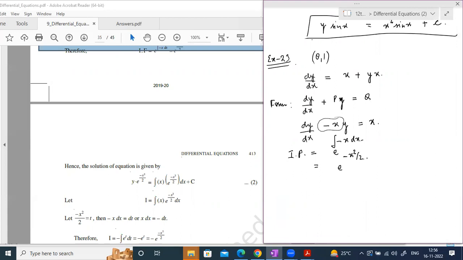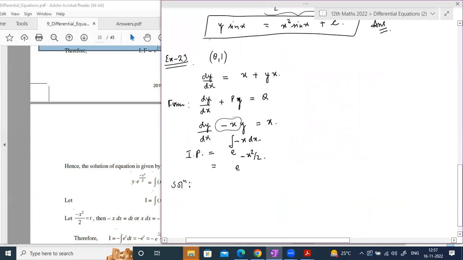Our solution will be, what will be our solution? y times integrating factor is equal to the integral of integrating factor times q plus c. That is our solution. So let's put the values. y into e to the power minus x square by 2 is equal to the integral of e to the power minus x square by 2 into q. And what is q here? x.